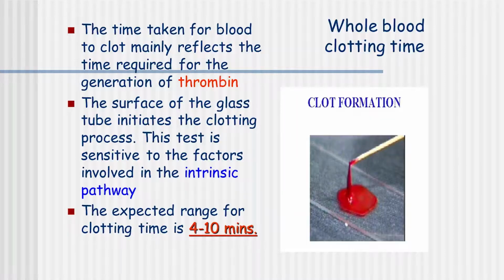Okay, so the time taken for blood to clot mainly reflects the time required for the generation of thrombin. The surface of the glass tube initiates the clotting process. This test is sensitive to the factors involved in the intrinsic pathway, and the expected range is from 4 to 10 minutes when blood is taken from outside and put on a glass. The expected time for it to clot is between 4 and 10 minutes.